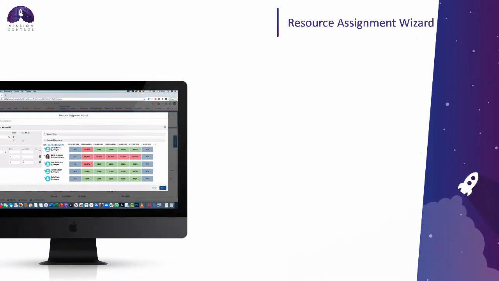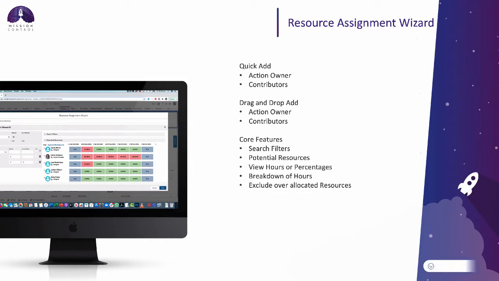So looking at the resource assignment wizard, as I say, this has had a major overhaul. All of the existing functionality still exists, but it also provides a lot more additional features. First of all, you can quickly add resources now rather than having to go through the search process. You're able to quickly assign either the action owner or contributors. You can still do the search and drag and drop to assign an action owner or to assign contributors. And in addition to that, as we go through, we'll show you the various search filters, some new options around looking at the potential resources that you found. You can look at either the hours or a percentage figure, as well as drilling down into the breakdown of those hourly figures as well.